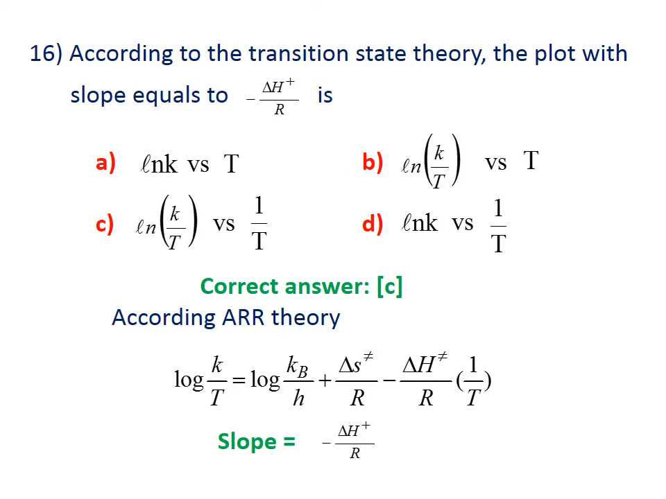Therefore, the slope will be equal to minus delta H double dagger by R. If you plot a graph between log K by T versus 1 by T, you will get a straight line with a negative slope, and the slope will be equal to minus delta H double dagger by R. The correct answer is D.